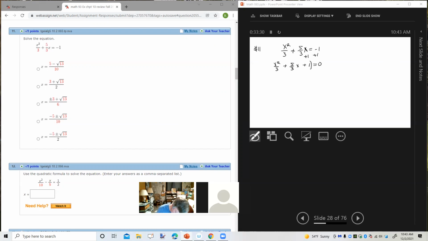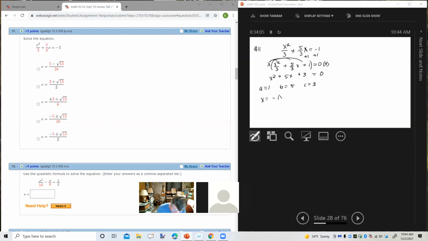Then I'm going to multiply both sides of the equation by the least common denominator, which is a 3, in order to clear the fractions. 3 times x squared over 3 would be x squared, plus 3 times 5/3 x would be 5x, plus 3 times 1 is 3, equals 0 times 3, which is 0. So I've cleared the fractions by distributing the 3 to both sides of the equation. So now a is 1, b is 5, and c is 3.